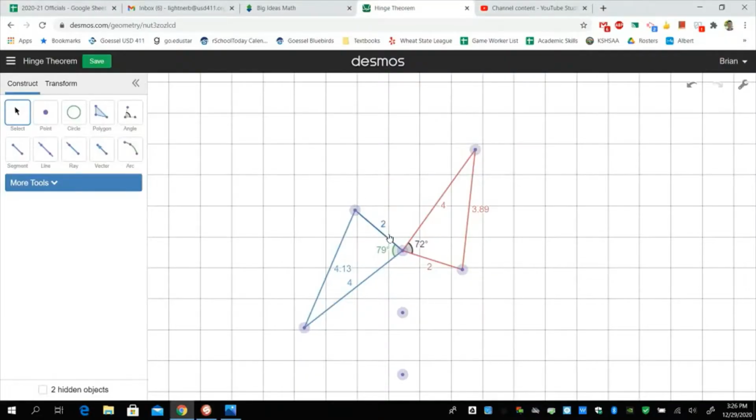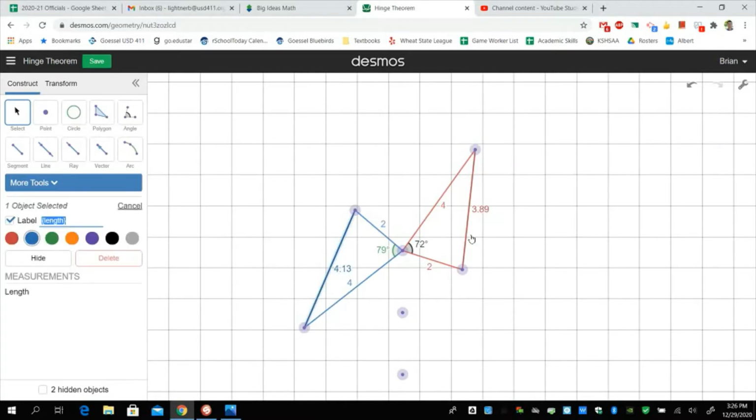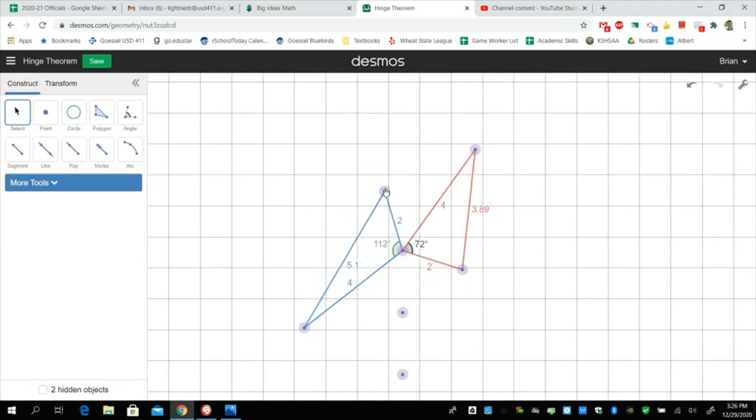My Desmos example is right here. You see 79 is bigger than 72. So I have a 2-inch side, a 4-inch side, or 4-unit side, 2 and 4 on the other one. 79 is bigger than 72, so this third side, 4.13, is bigger than 3.89. And I can move that, I can make that even bigger, it gets even bigger, I can make it smaller than 72. Now 3.35 is less than 3.89. Let's see how I made that. I just used circles.